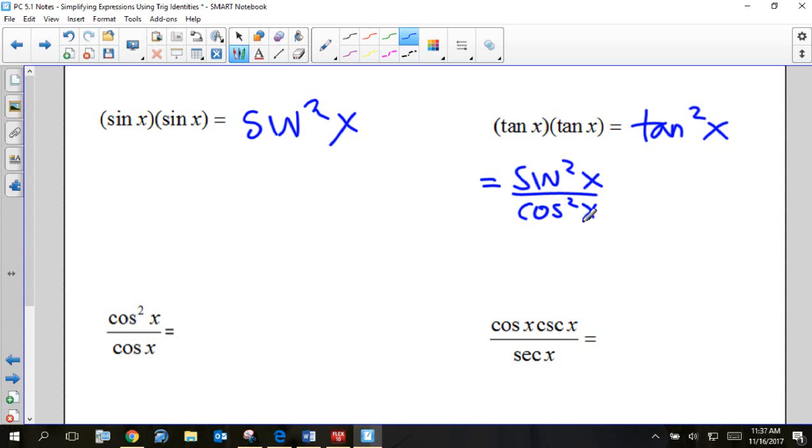There's another way of writing it also, using the reciprocal identity. Get this? Reciprocal? It's a reciprocal of tangent.